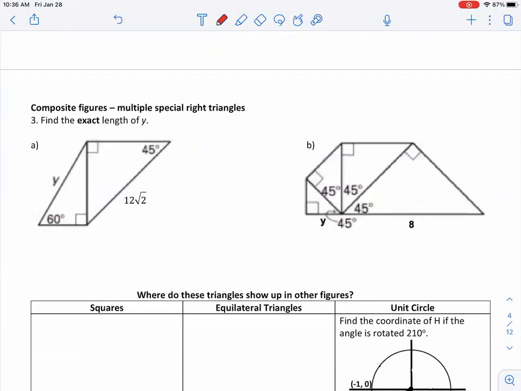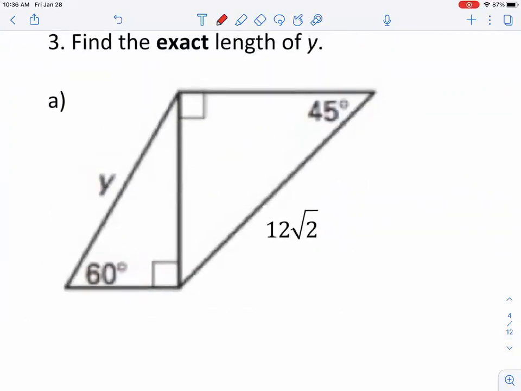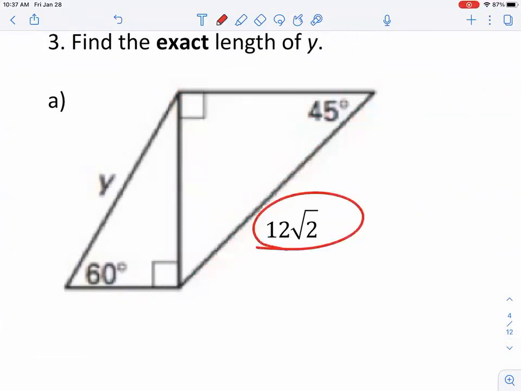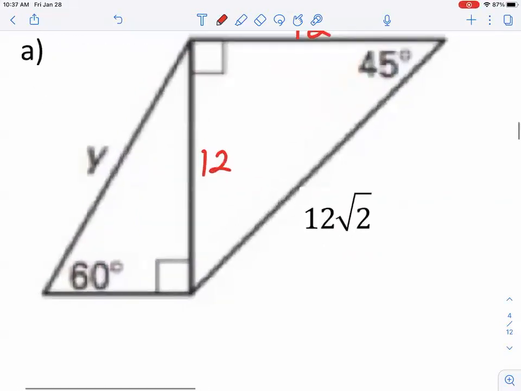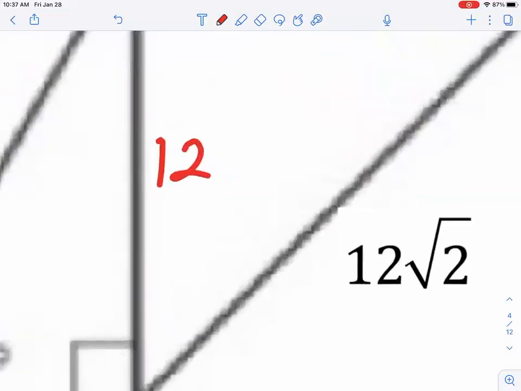So for 3A, we're trying to find these lengths. So the first thing I would say is we can't just find y right off the bat, but I do recognize that we have a 45, 45, 90 triangle here. And since my hypotenuse is 12 root 2, that means my legs are both 12. And now that gives me the longer leg of that 30, 60, 90 triangle. Now remember, this is x and this is 2x, and that 12 is our x root 3.